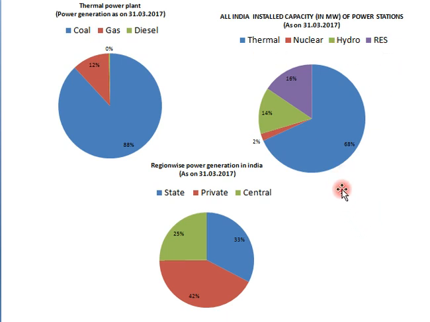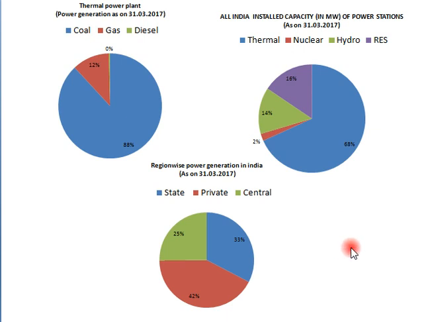You can also see the region wise power generation in India. 42% of electricity is produced by the private sector, 33% by the state government, and only 25% by the central government. So this is all about the power generation capacity in India up to 31/3/2017, taken from the central government side, and this is the scenario in India. So this is all about the thermal power plant.